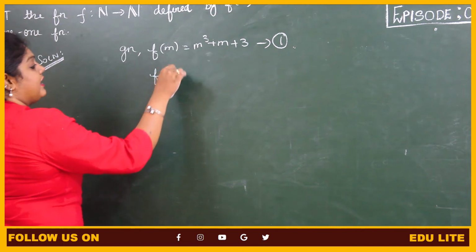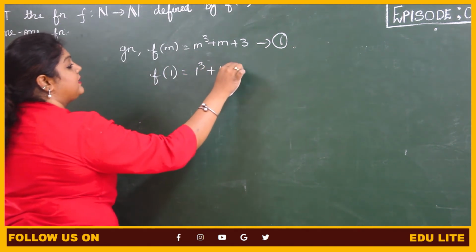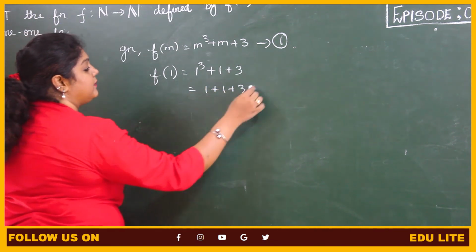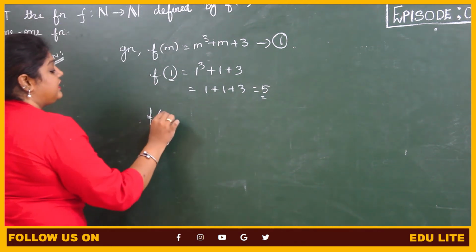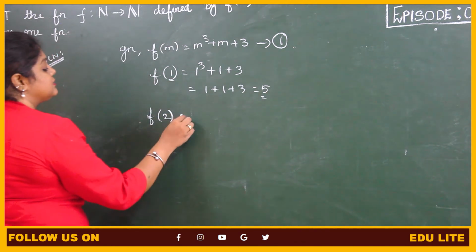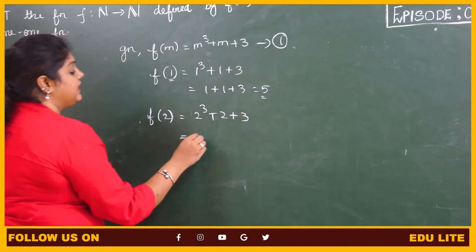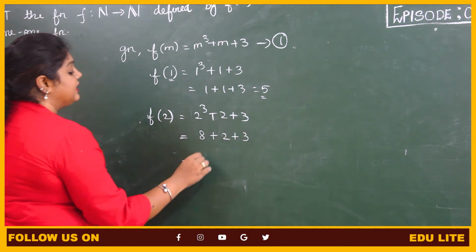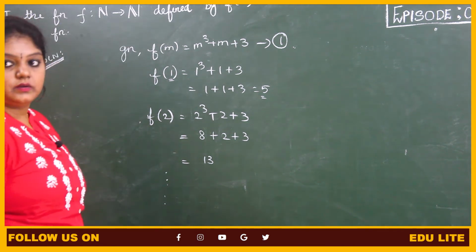So I will take the value of m as 1 first. It will become 1 cube plus 1 plus 3, 1 plus 1 plus 3, 2 plus 3, which is 5. Therefore, 1 is mapped to 5. Next, if I take the value of m as 2, 2 cube plus 2 plus 3. What will I get? 2 cube is 8 plus 2 plus 3. It will give me 10, 13. So from this itself, we can conclude whether it is a 1 to 1 function or not.